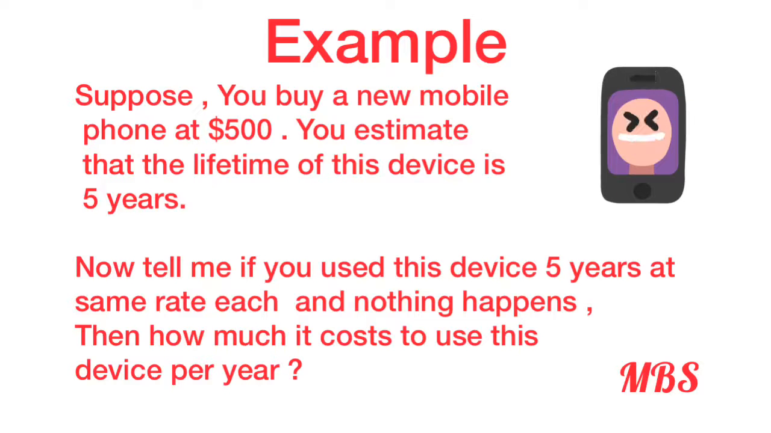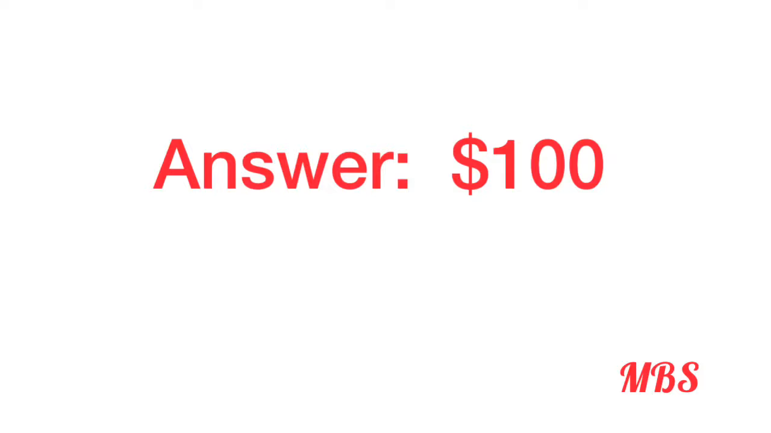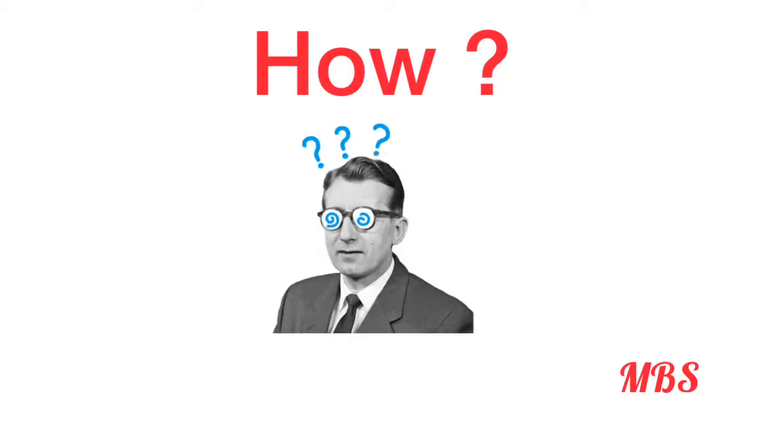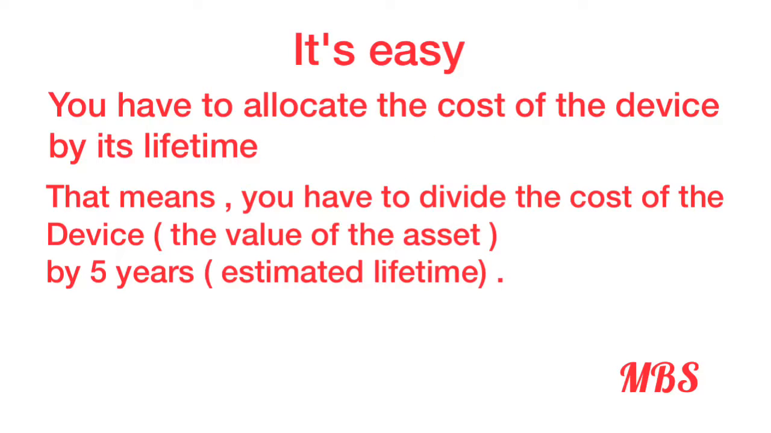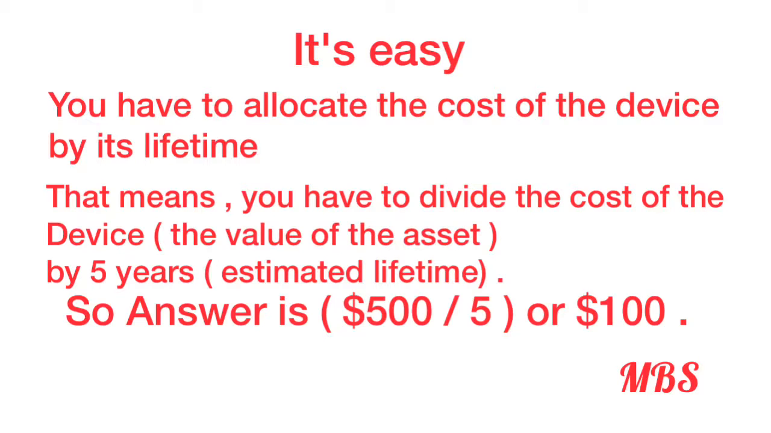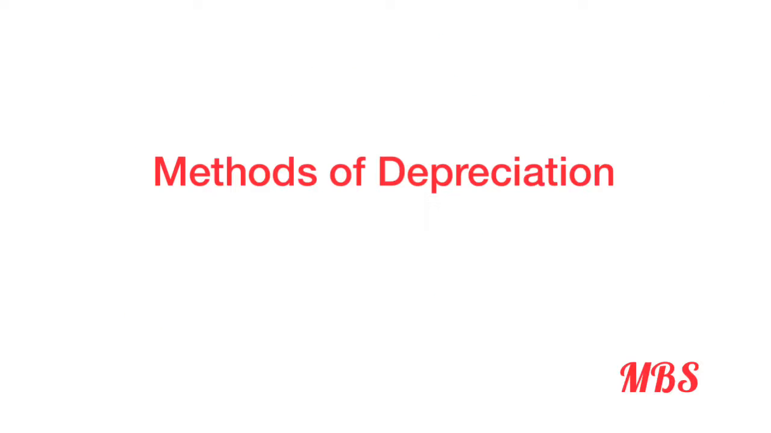Let me clear this with an example. Suppose you buy a new mobile phone at $500. You estimate that the lifetime of this device is 5 years. Now tell me, if you used this device 5 years at the same rate each year and nothing happens, then how much does it cost per year? Answer is $100. Want to know how? It's easy. You have to allocate the cost of the device by its lifetime. That means you have to divide the cost of the device by 5 years, which is its estimated lifetime. And so the answer is $100.